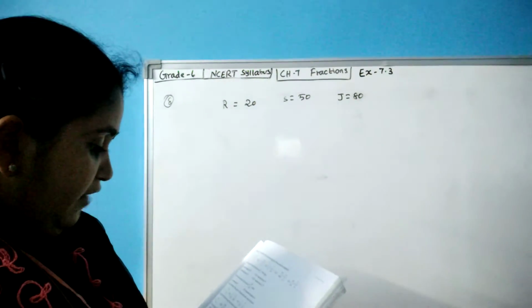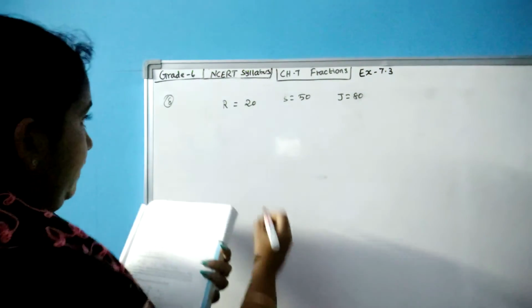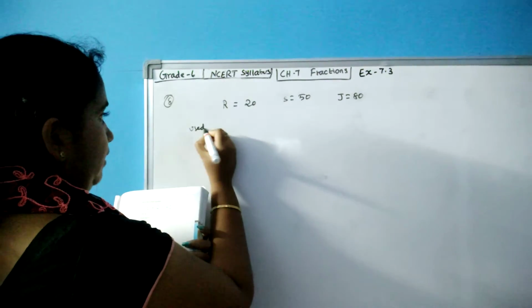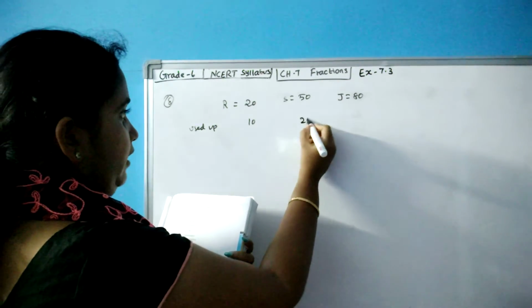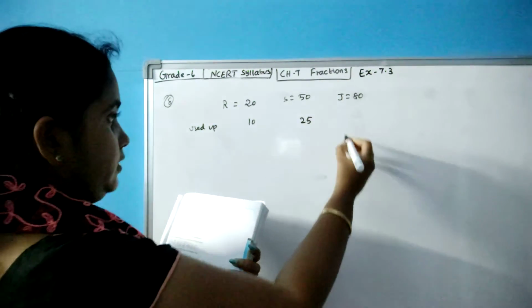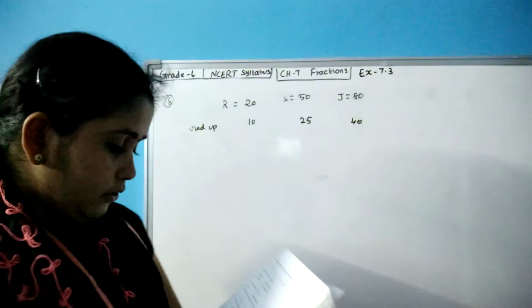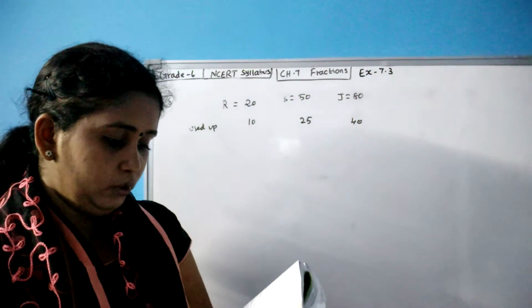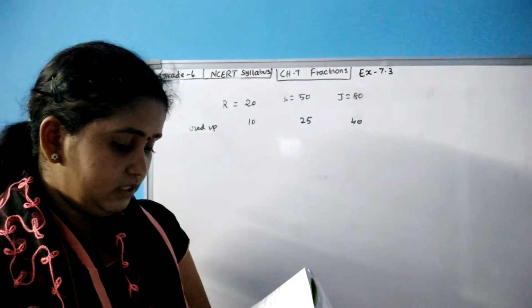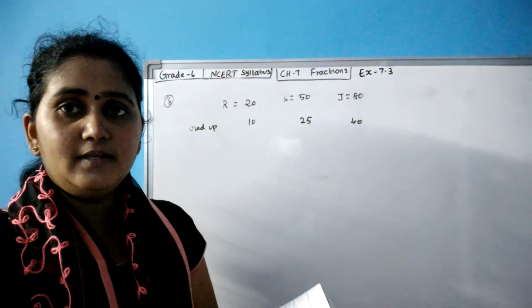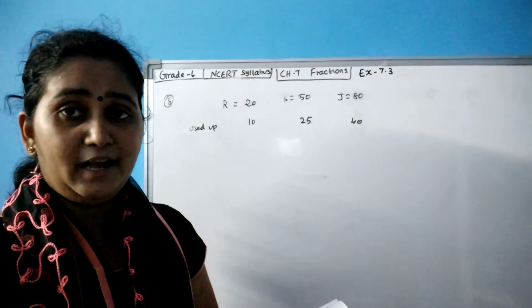Okay. After 4 months, Ramesh used up 10 pencils. So used up I am writing. Okay. Ramesh used up 10 pencils. Sheelu used up 25 pencils. Jamal used up 40 pencils. So your question is, what fraction did each use up? Check if each has used up an equal fraction of his or her pencils. So you have to check whether they have used equal fraction of pencils.